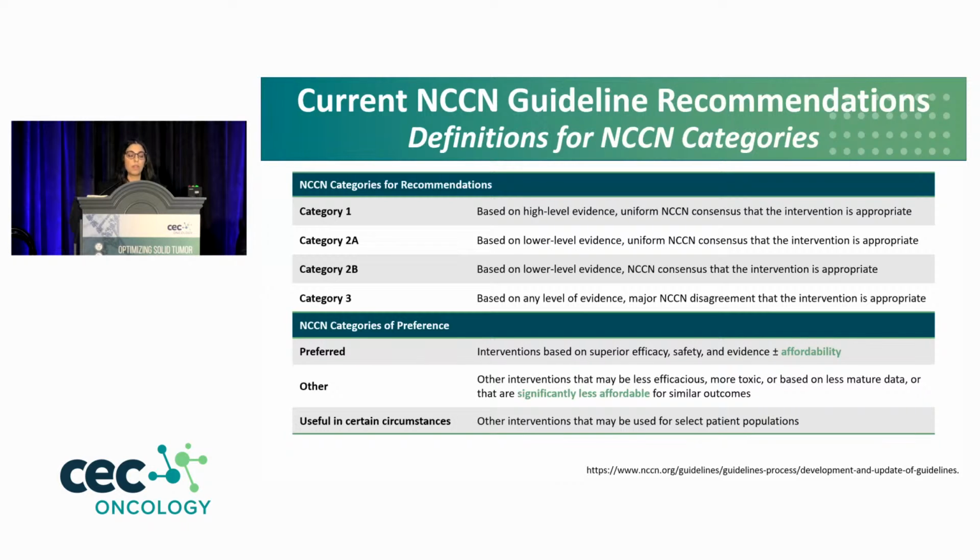The table at the top includes the categories for recommendations, going from category 1 all the way to 3 with the level of evidence, and also the uniform consensus declines as we go down from 1 to 3. Category 1 is based on high level of evidence as well as uniform consensus, but category 3 depends on any level of evidence, but there are major NCCN disagreements that the treatment is appropriate. And the same for categories of preference. So this is very important to keep in mind that this takes into account not only the efficacy and the safety, but also the affordability of treatment.